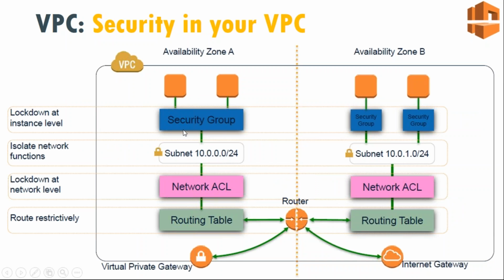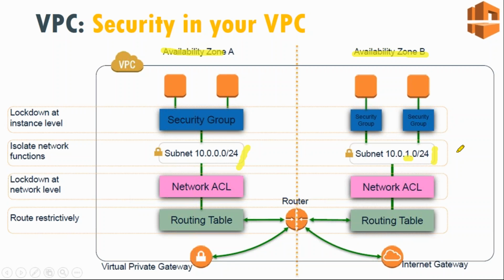You have your VPC spreading across two availability zones, availability zone A here and availability zone B here, and you have your instances running and you are applying a security group, which is at the VPC level. Then you are isolating your networks based on your subnets. Say it is 10.0.0.0/24 and 10.0.1.0/24. You notice the difference. This will give me 10.0.0.0 to 10.0.0.255 IP addresses, and this will give me 10.0.1.0 to 10.0.1.255.